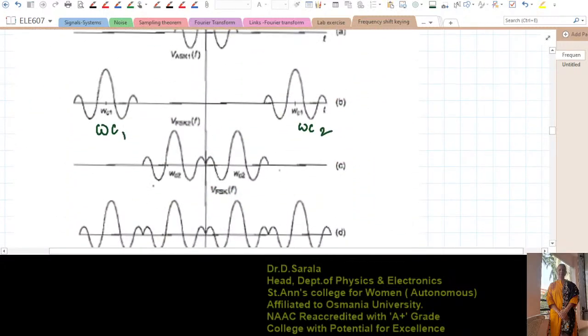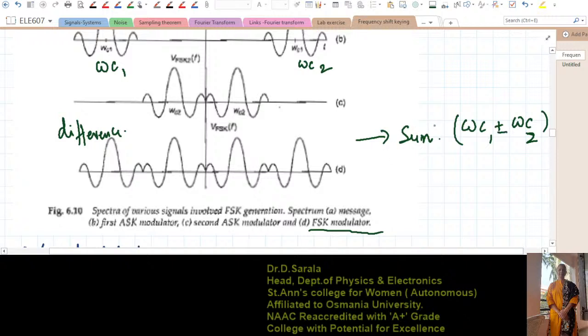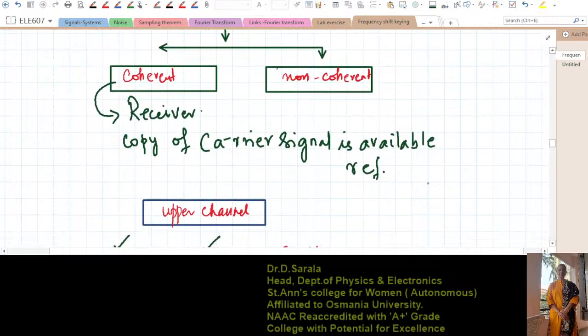As you can see here, you have two components. So when you combine these two, you have frequencies which are summed onto the right side, and you can also have difference of the components onto the left. So when you say sum, it is omega C1 plus omega C2. If it is onto the left, it is minus. So sum or difference can be written as omega C1 plus or minus omega C2. So this is what we get.